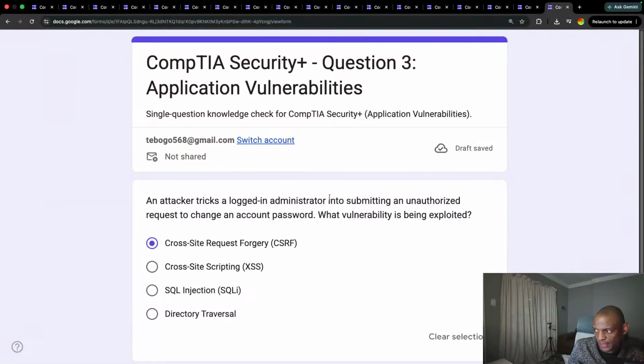Cross-site request forgery is a form of an attack where a hacker sends the victim a request.